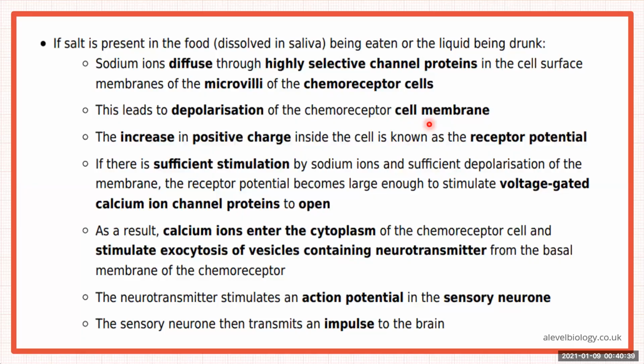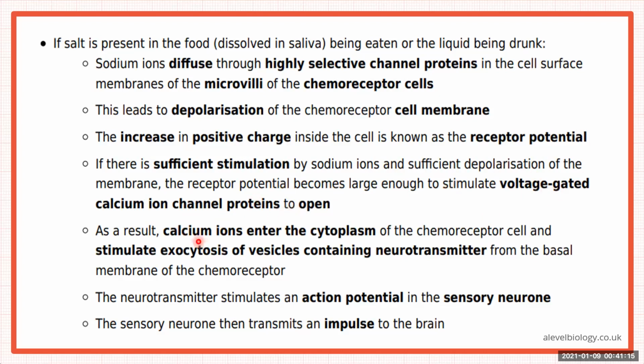So what happens because of this, now we have an increase in the positive charge inside the cell, right? And now this is what is known as the receptor potential. So if there is sufficient stimulation by the sodium ions and sufficient depolarization of the membrane has taken place, it means more sodium ions have actually entered. The receptor potential becomes large enough, which can stimulate the voltage-gated calcium ion channel proteins to open, right? So we need the influx of sodium ions to open these voltage-gated calcium ion channels. So these voltage-gated calcium ion channels would open.